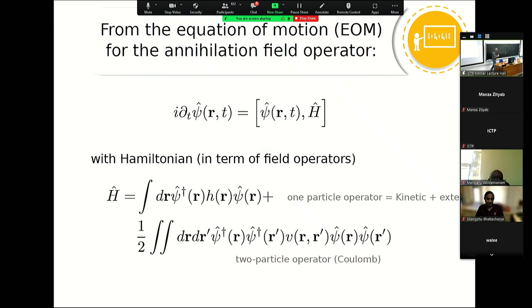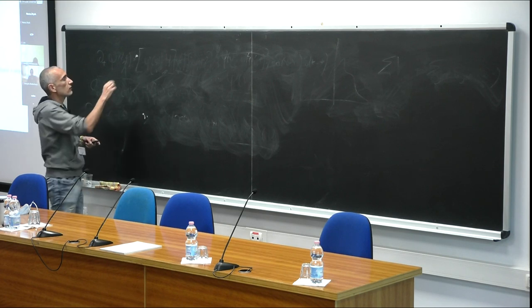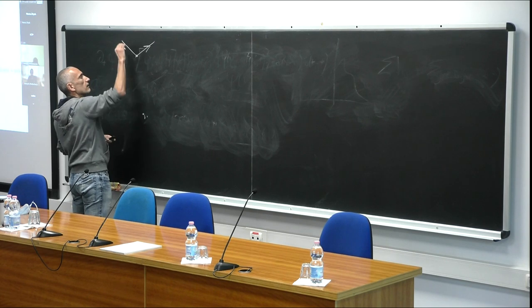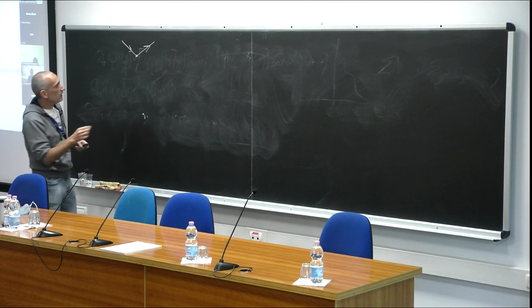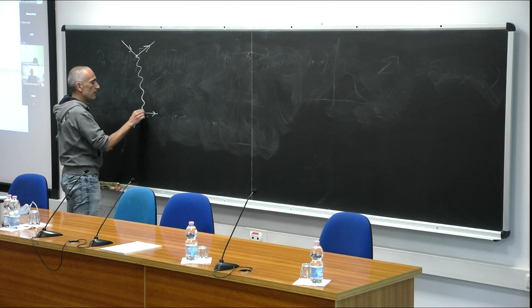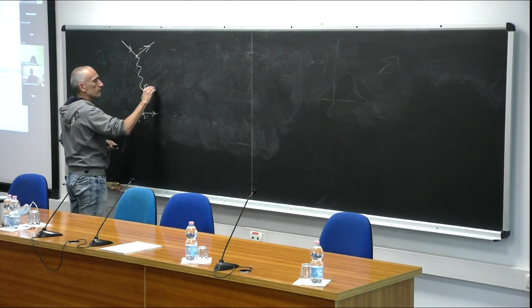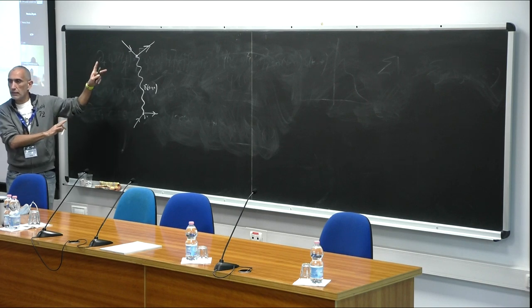The Coulomb interaction, if you draw it diagrammatically, is made like this. You have psi dagger, psi dagger, so you have R, R prime. Then in R you have psi dagger, psi. In R prime you have psi dagger, psi. And here you have V. Now, this process is the elemental diagrammatic object.